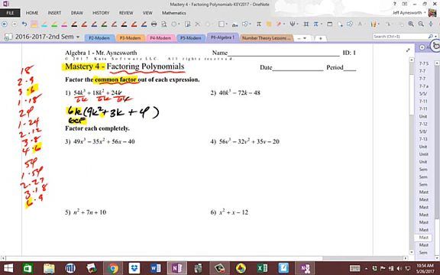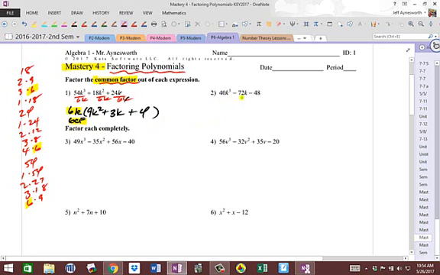Of course, you've got to multiply by something to get the original polynomial, so you check by distributing back through. 6 times 9 is 54. k times k squared is k cubed. Distributing the second time, 6 times 3 is 18. k times k is k squared. And lastly, 6k times 4 is 24k. So distribute back through to check.